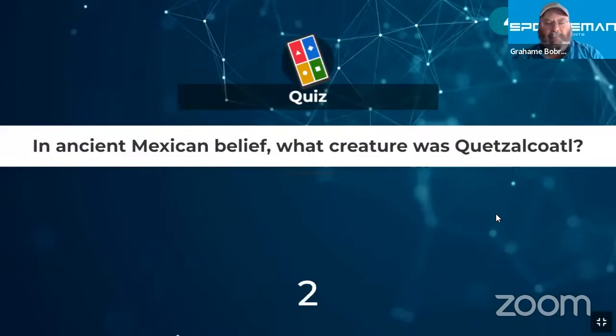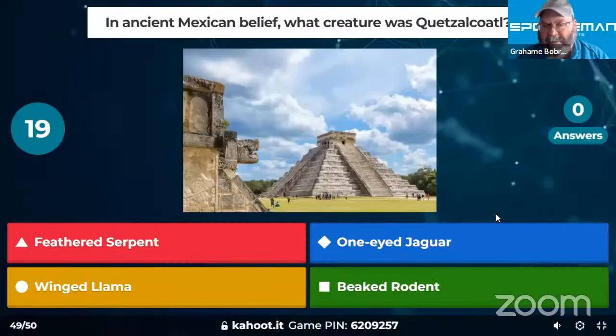In ancient Mexican belief, what creature was Quetzalcoatl?